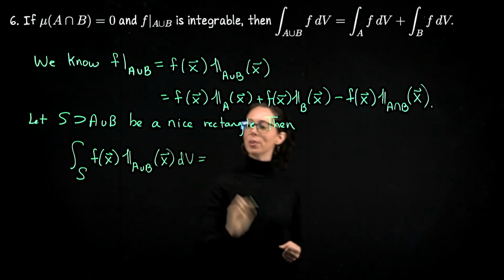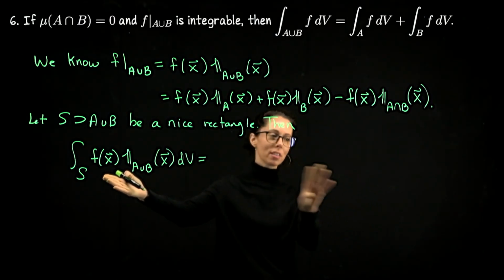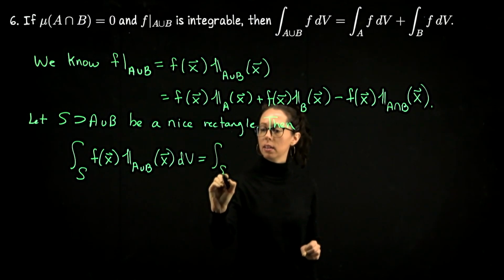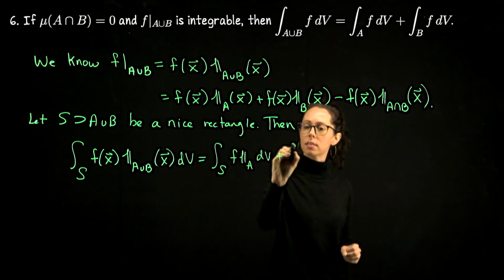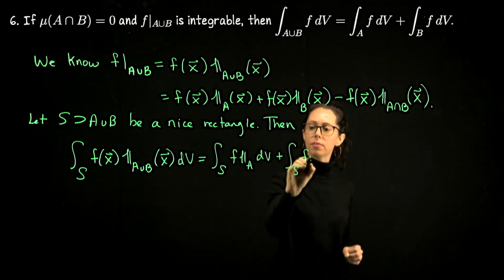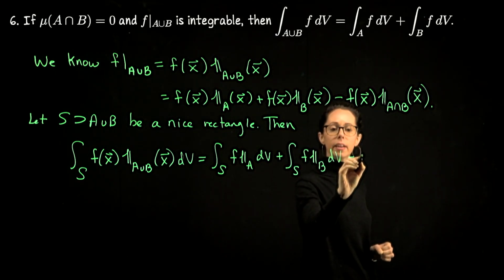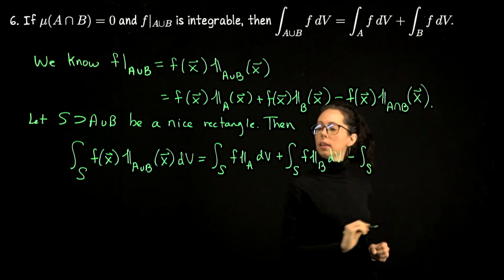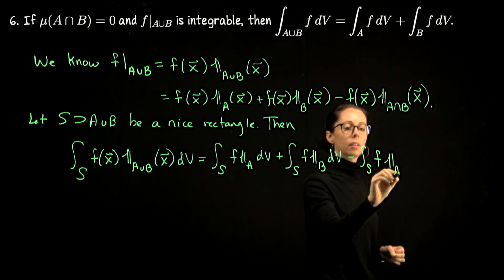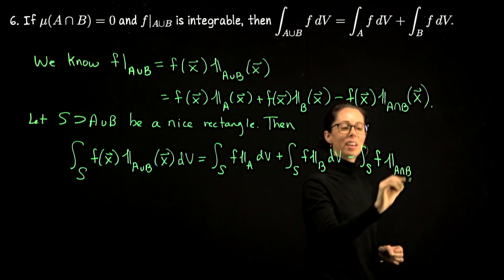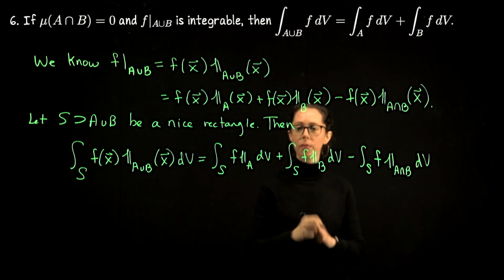Oh gosh, I'm going to run out of room. I'm going to omit the of x in the remaining expressions, otherwise I won't be able to fit it. So let me say integral over S of f times 1A dv plus integral over S of f times 1B dv minus, here I'm using linearity. Let me add that note in just a moment. The integral over S of f times the characteristic function of A intersect B, dv. Okay. What's happened here? We've used linearity.